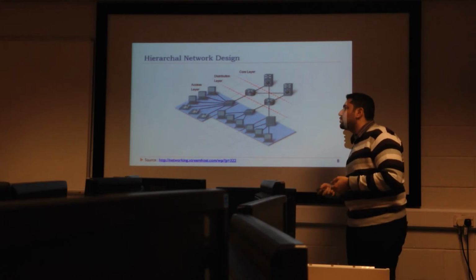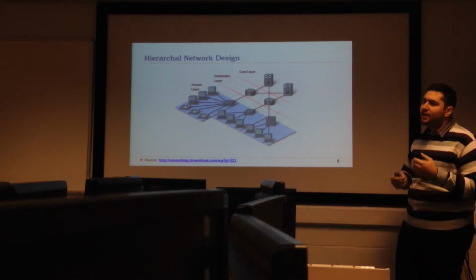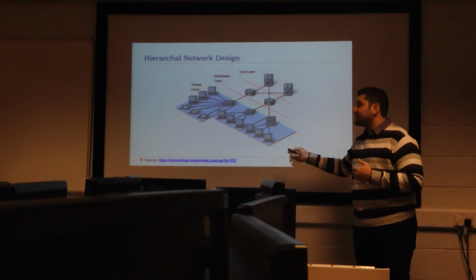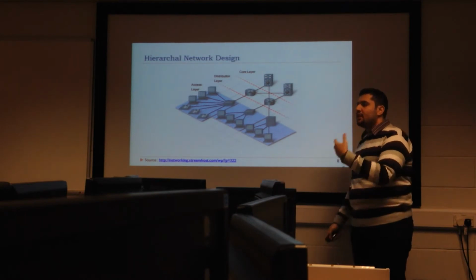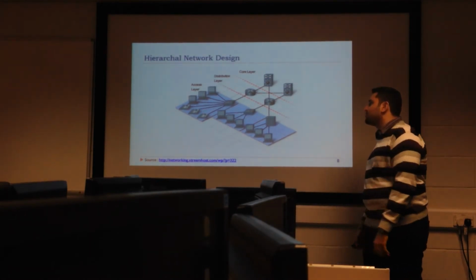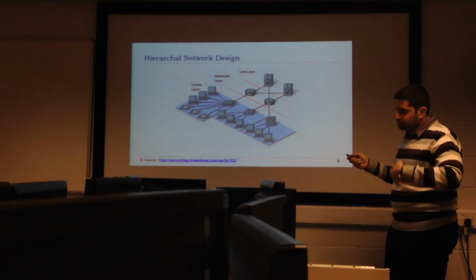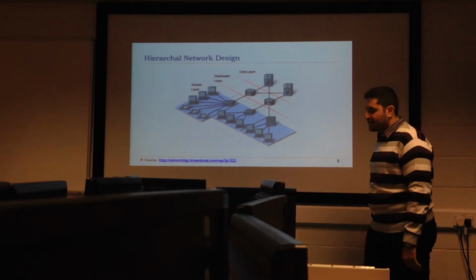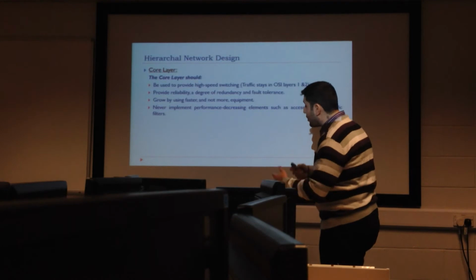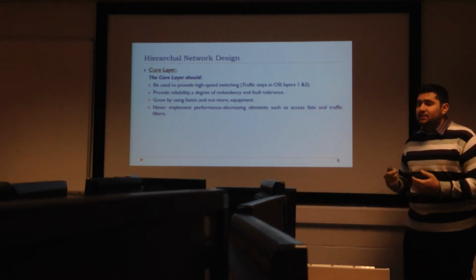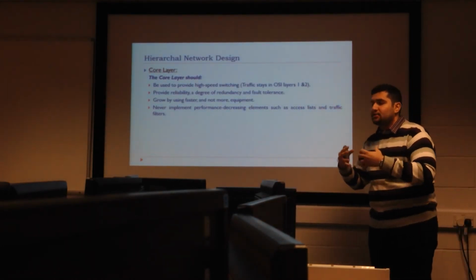The specification of each piece of equipment in each layer will degrade until you get to the end point, which is computers, laptops, or IP phones. You will have really complicated equipment in the core layer, and then less complicated in the distribution than in the access. The core layer, what is the core layer?